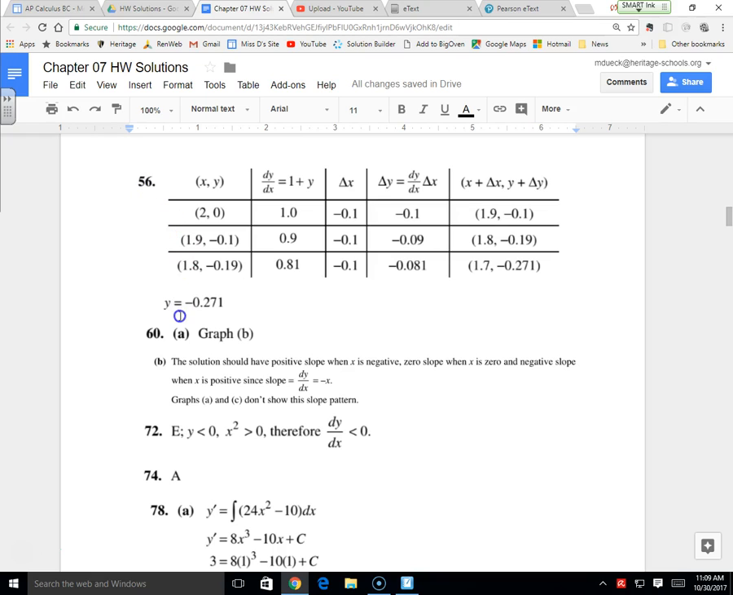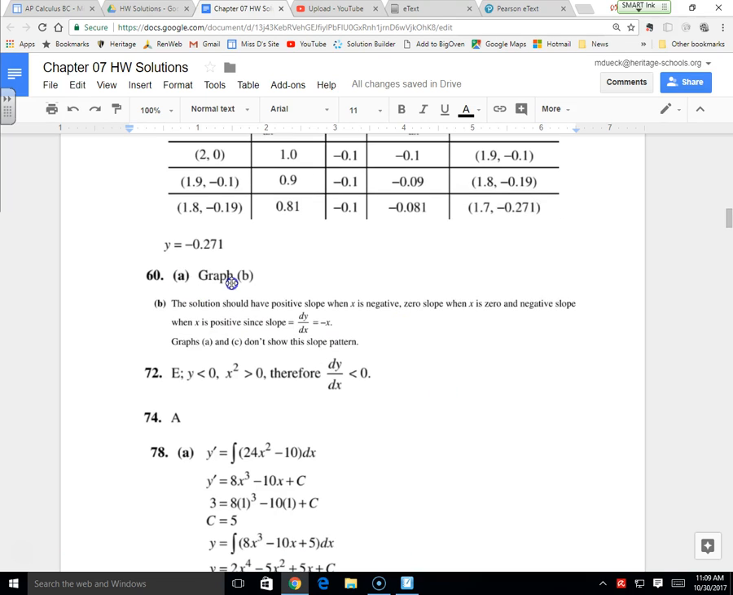Careful, on number 56, don't write it like that. How should you write it? Y is approximate. Y of what? 1.7. Good. Y of 1.7 is approximately negative 0.271. They are saying the Y is in the tangent line. But say Y of or F of, that might be a better way of putting it, F of 0.7 is approximately negative 0.271.